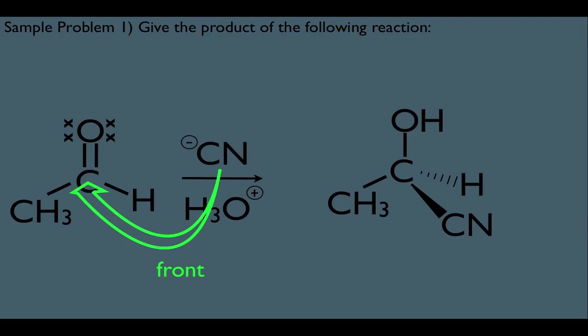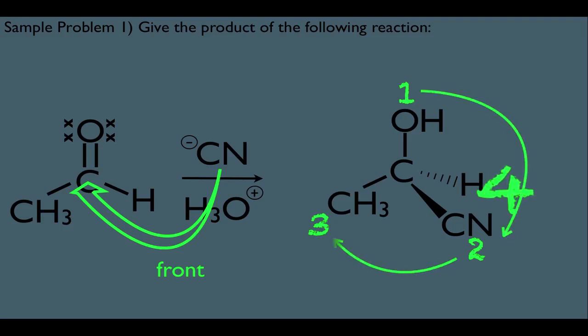And let's analyze our product here. Let's see if that carbon is, in this case, either R or S. Remember, we would set the priorities. OH is priority 1. The CN would be priority 2. The methyl would be priority 3. And the hydrogen would be priority 4. And what's convenient here is notice the hydrogen is in the back. So we're going to see which way this sequence turns. In this case, the sequence is turning right. So this would be the R-type carbon.